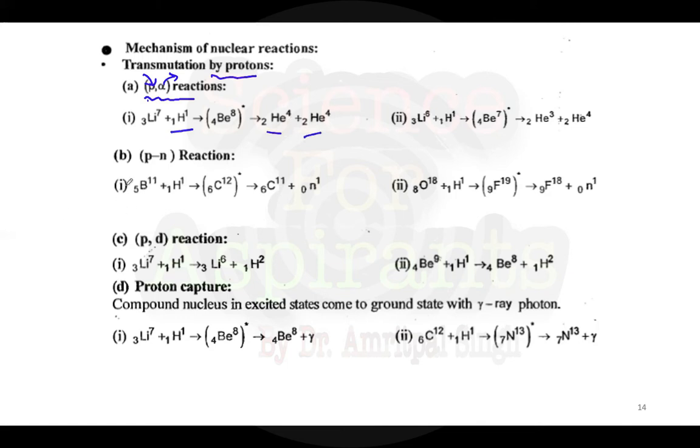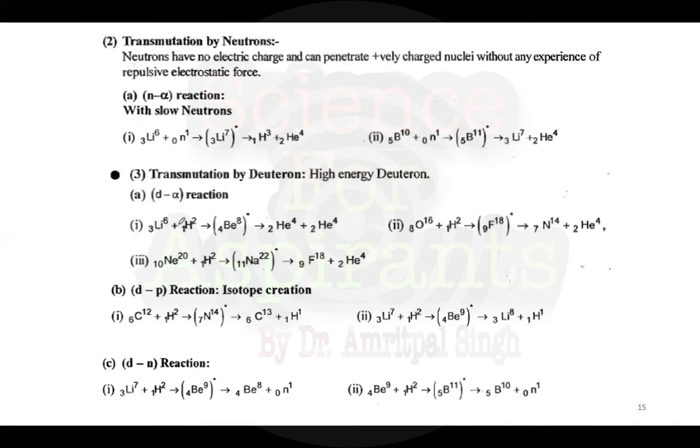There are many other examples with which we can do artificial transmutation, like the proton neutron nuclear reaction and the proton deuteron nuclear reaction. So we can do artificial transmutation by capture of a proton. The second way we can do artificial transmutation is by neutrons. There are transmutation reactions for the neutron alpha reaction. The third way we can do transmutation is by the deuteron particle.